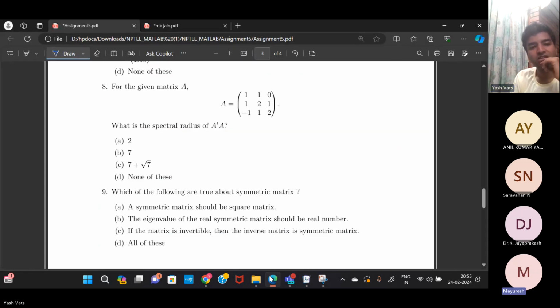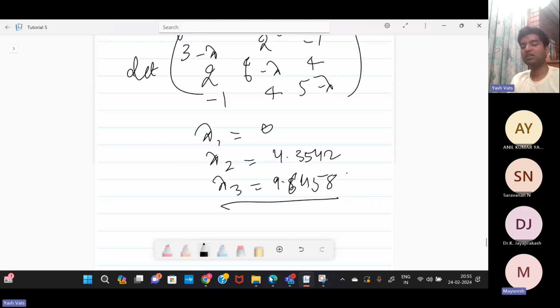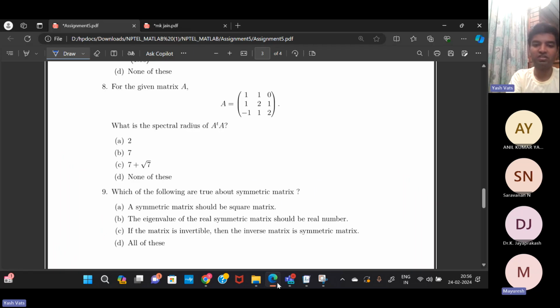Is it 7 plus root 7? What is this? It's matching 9.64. The option is matching 7 plus square root 7. So it's option C right here.